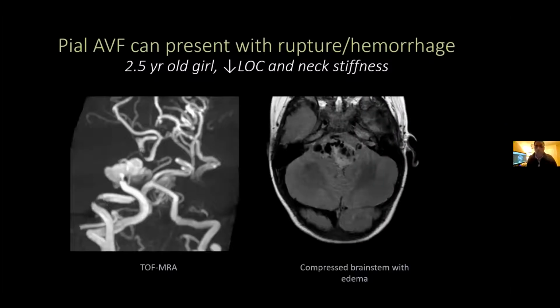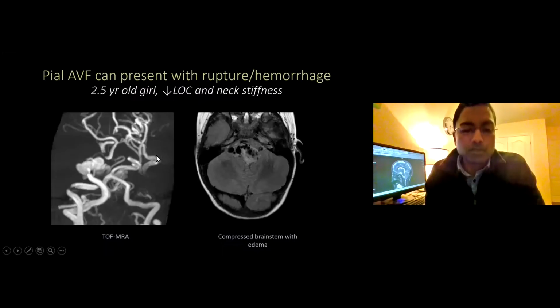Now, they can also present acutely with rupture. So it's not always for a delayed cognitive improvement that we treat them. They can also present very acutely. For example, here's a 2.5-year-old girl who presented with sudden neck stiffness and loss of consciousness. And she has this AV fistula from one of the basilar perforators going into this enlarged vein. You can see the edema and mass effect in the brainstem over there.